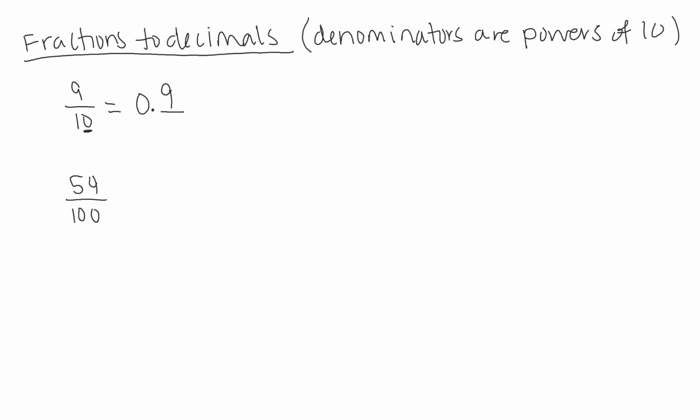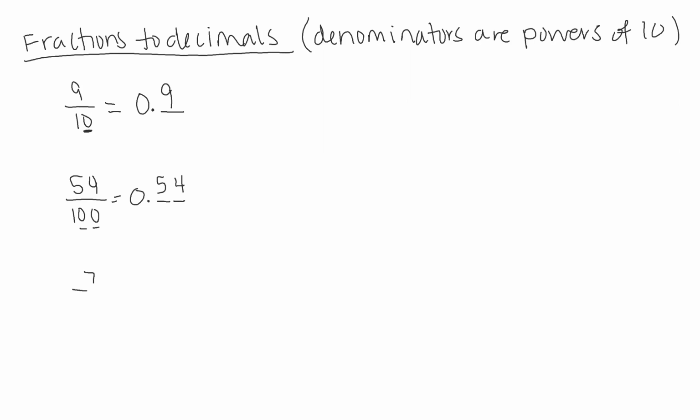Well, this would be called 54 hundredths. So the hundredths place is 2 decimal places in. Again, I have a proper fraction, so I know there's nothing in front of the decimal. And now I just take my numerator and fill it into those decimal places, and that's it.